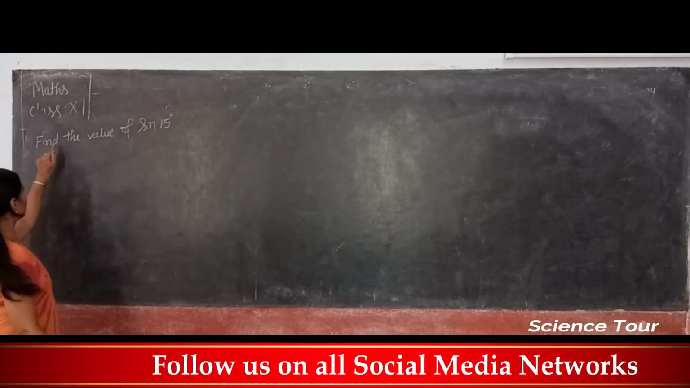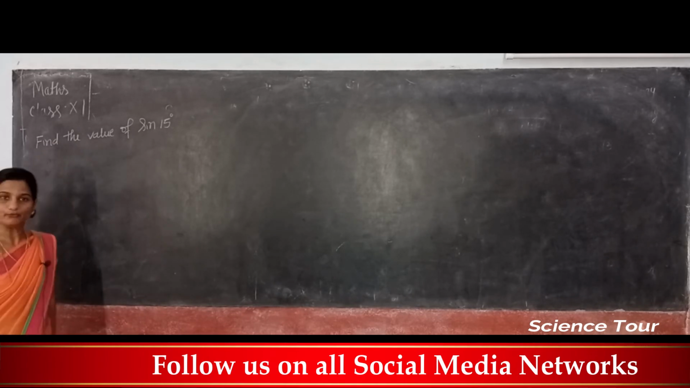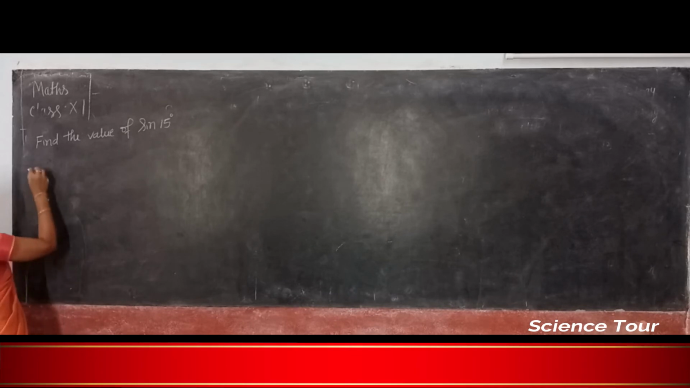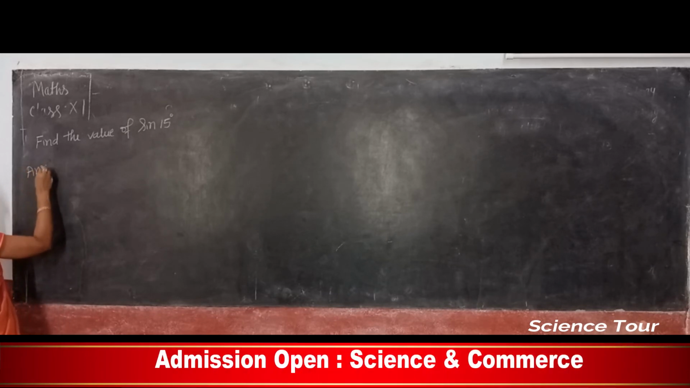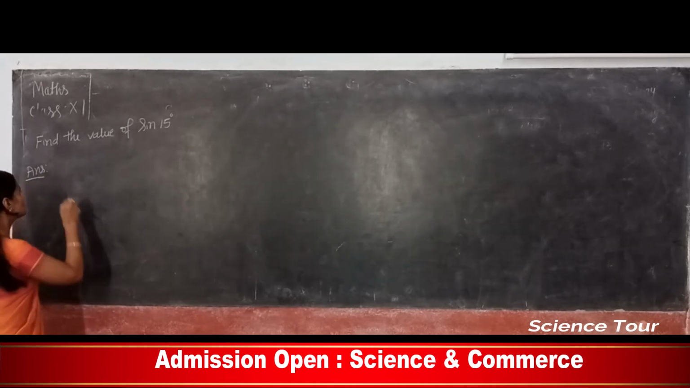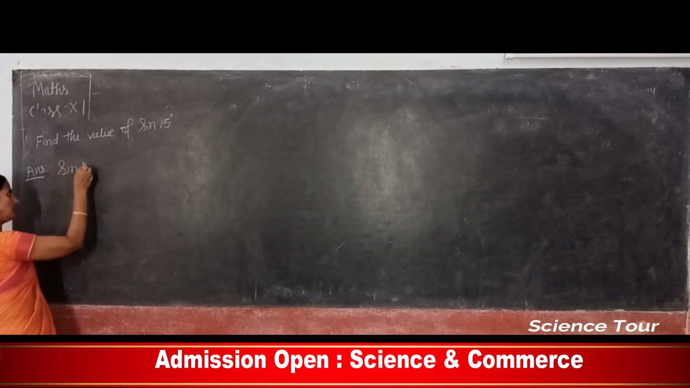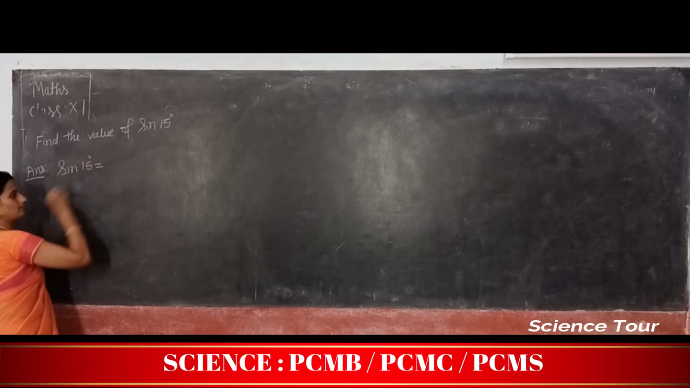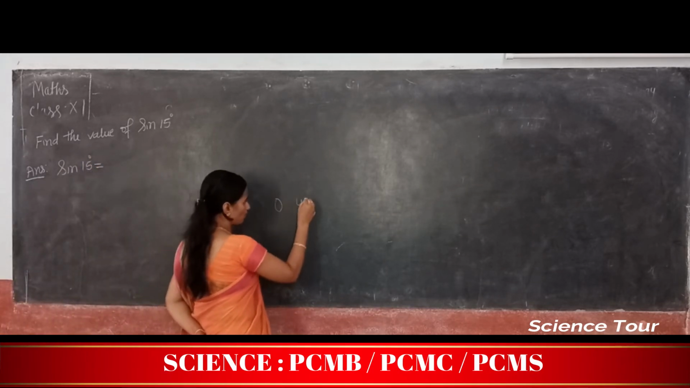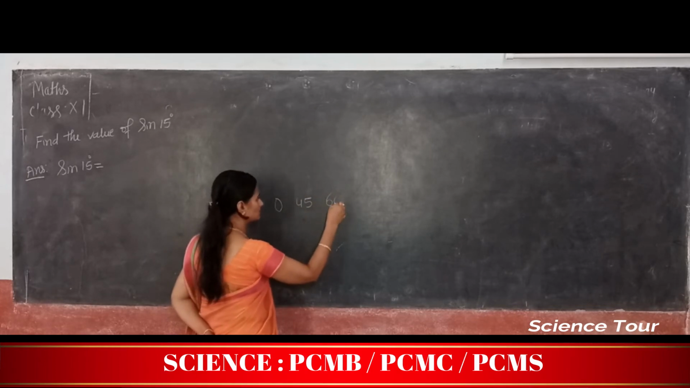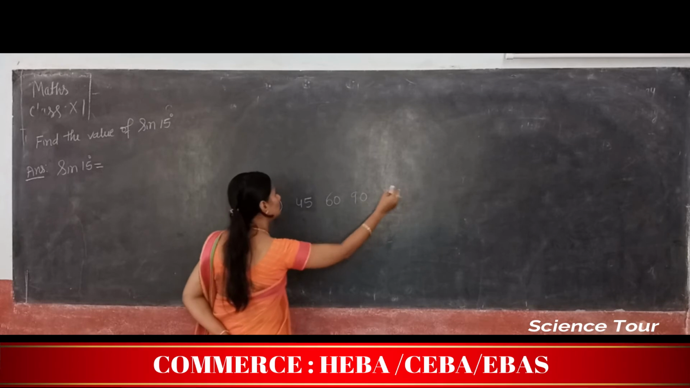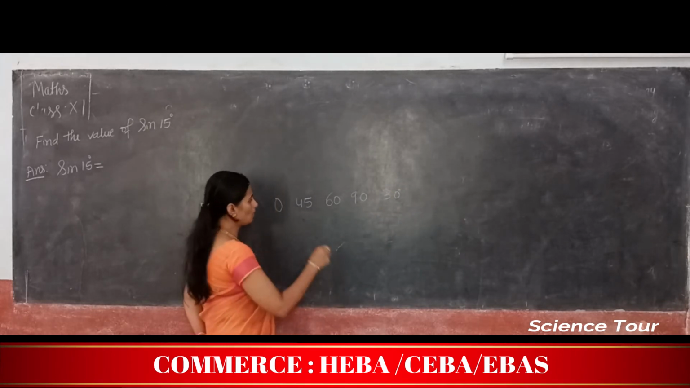Next, find the value of sin 15 degrees. So now how to use it here? See this one, sin 15. Again, from the table itself you have to select the values. So now sin 15 degrees, what are the table values? Table values are 0, 45, 60, 90 and 30 degrees. Correct, no? So now how to select from this?